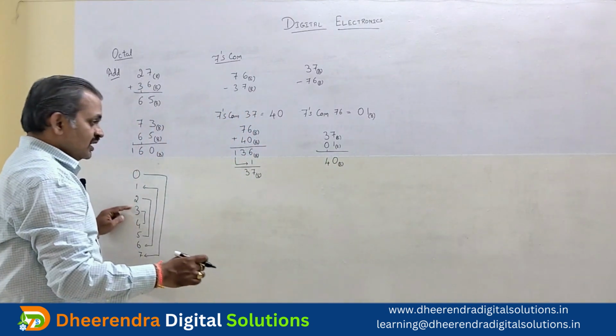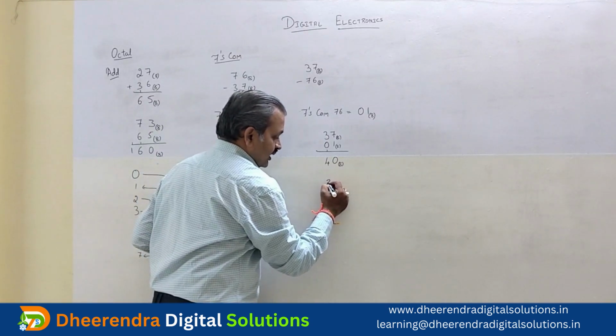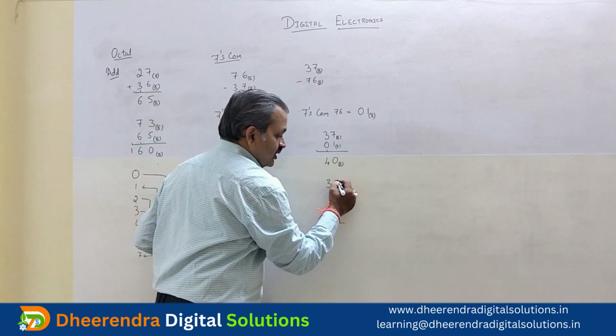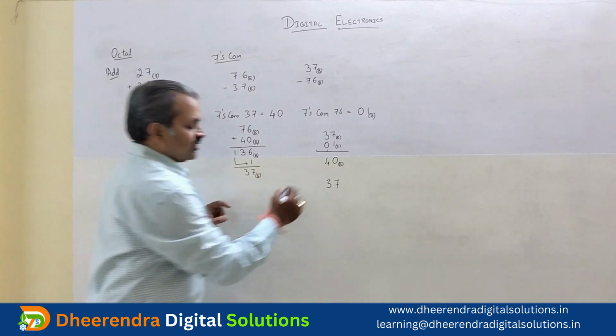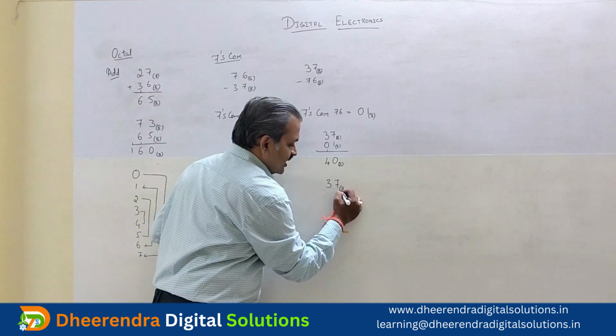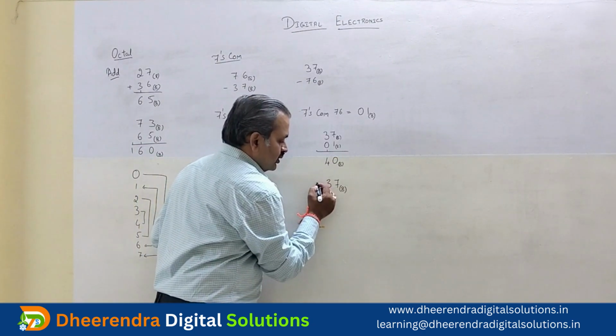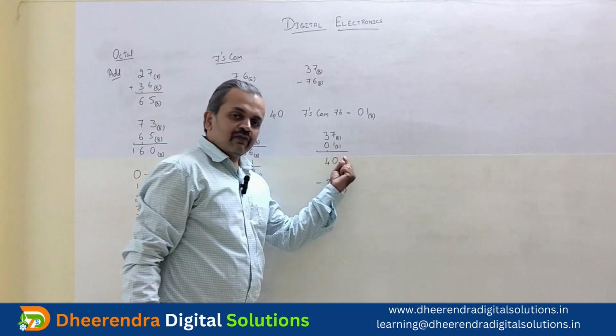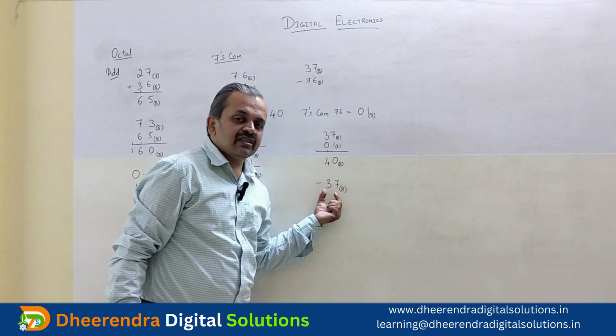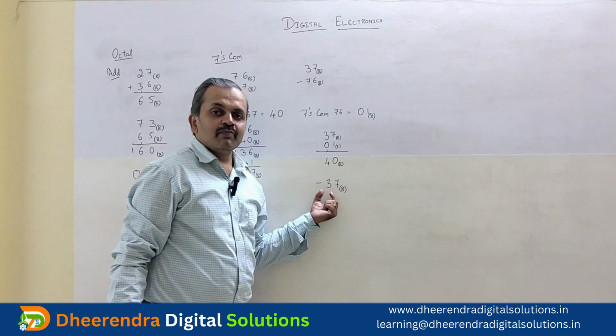The complement of 4 is 3, so we get 3. And the complement of 0 is 7. So it is 37 to the base 8. Remember, carry was 0, so you apply a negative sign. So this is 40. What we have got is nothing but minus 37 to the base 8.